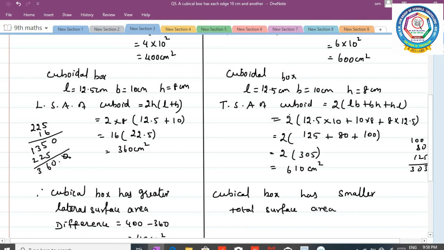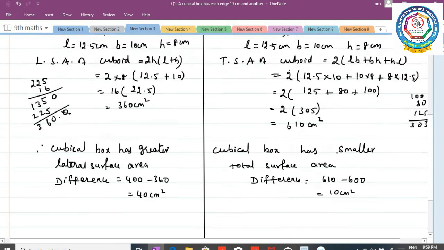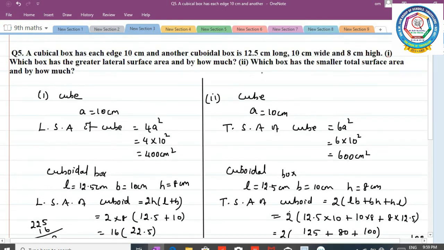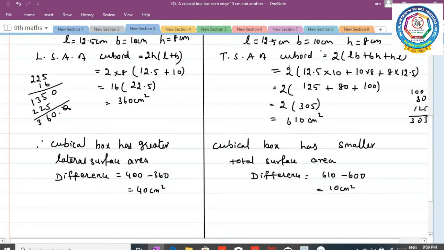And how much? So we have to find out the difference also. The difference: 610 minus 600 is equal to 10 centimeter square. Therefore, the difference between the total surface areas of the two boxes is 10 centimeter square.